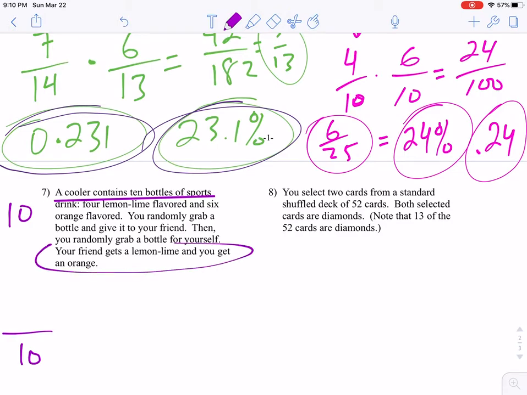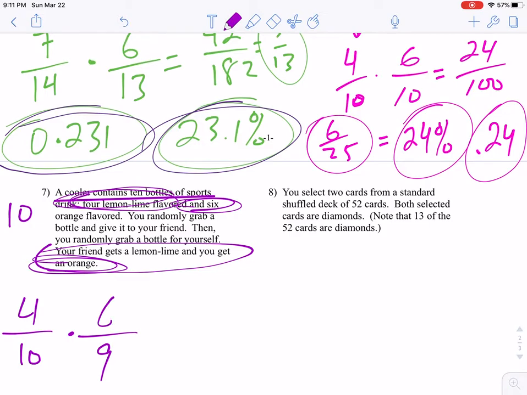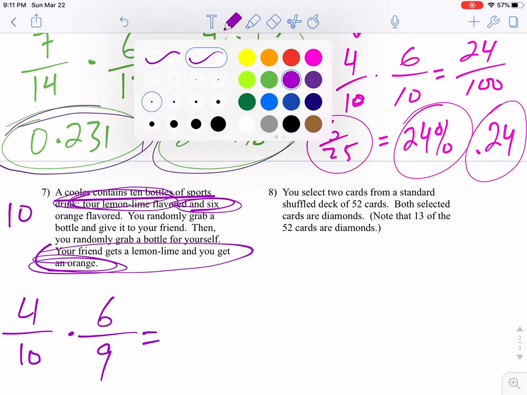So here's the question. What's the probability your friend gets a lemon lime and you get an orange? So your friend is first. How many lemon lime are in there? Let's see, there's 4 lemon lime. You took that one away, so there's only 9 bottles left. So you give your friend his lemon lime or her lemon lime, and then you grab your own. You're getting an orange. We're pretending you're going to get an orange. So there's still 6 orange ones in the cooler, in the container. So the second fraction is 6 out of 9.